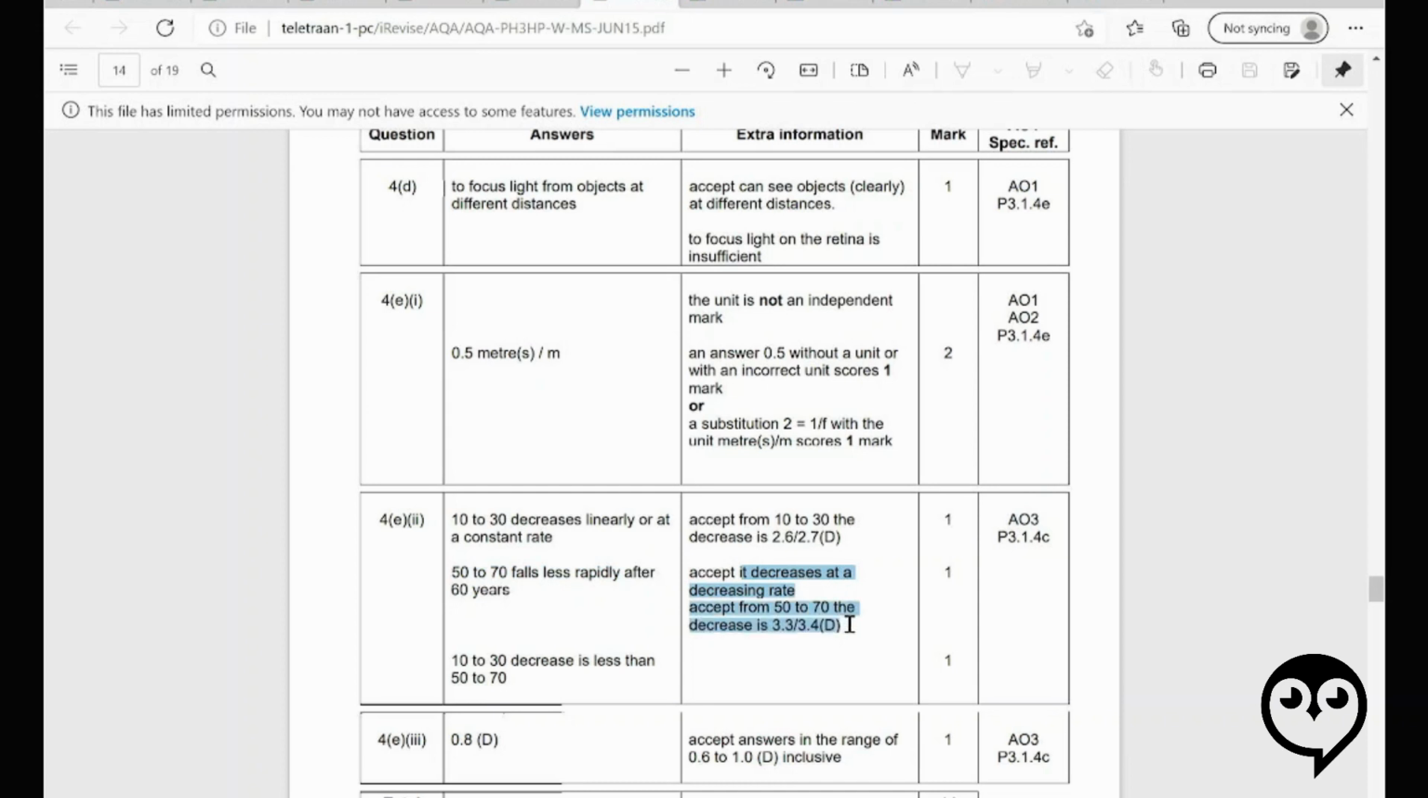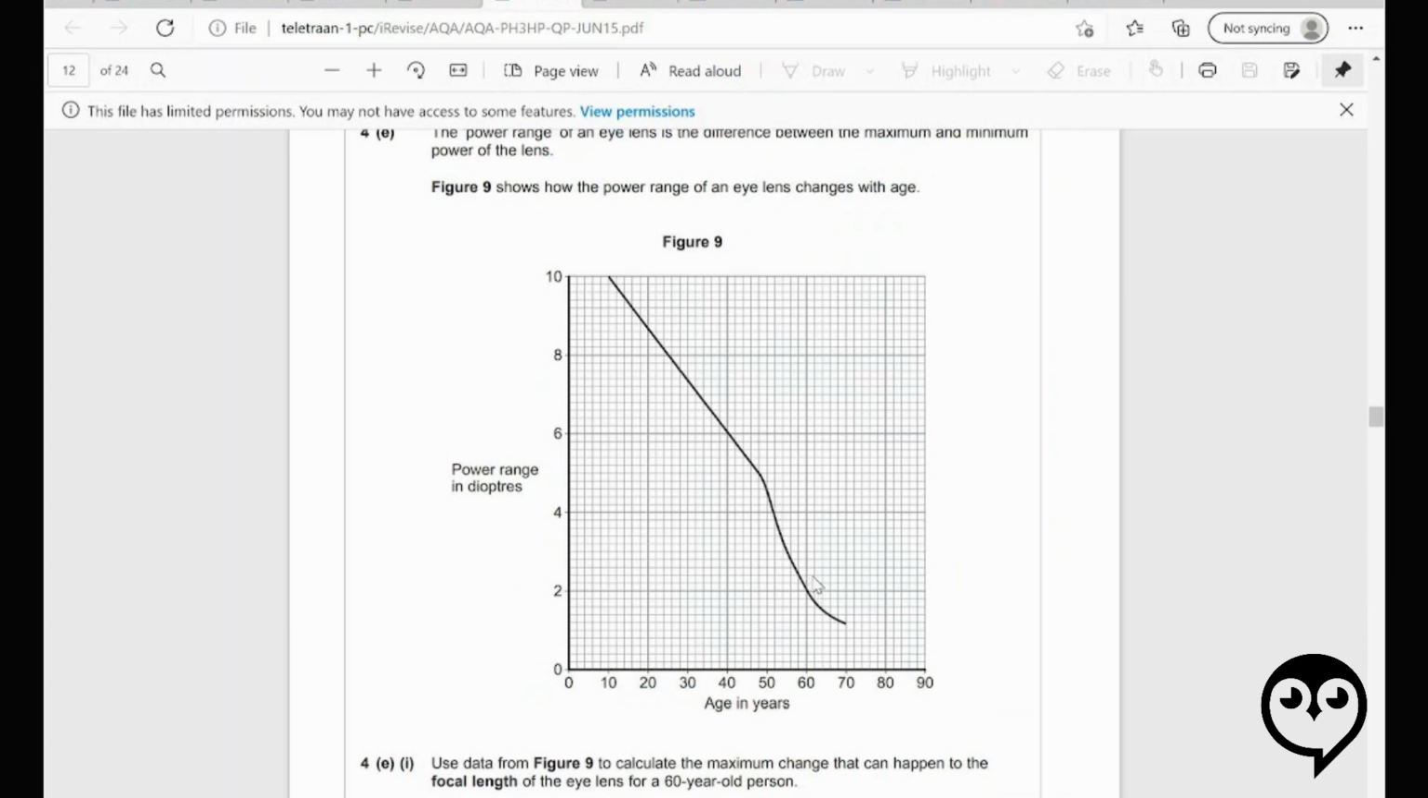Good. If you want to calculate some slope, that's fine. And we could say that this is what we had said. The decrease from 10 to 30 is less than 50 to 70. The gradient here is greater from 50 to 70. So, yeah, we got the 3 marks for that.